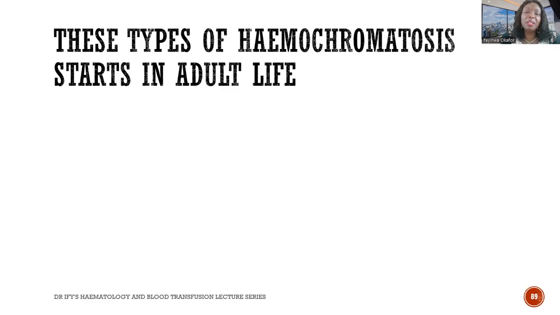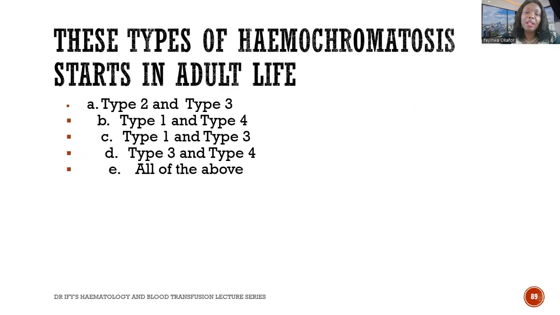These types of hemochromatosis start in adult life: A, type 2 and type 3 hemochromatosis, B, type 1 and type 4 hemochromatosis, C, type 1 and type 3 hemochromatosis, D, type 3 and type 4 hemochromatosis, E, all of the above. Answer: B, type 1 and type 4 hemochromatosis start in adult life, between 40 to 60 years of age, or in postmenopausal women. So the answer is B, type 1 and type 4.